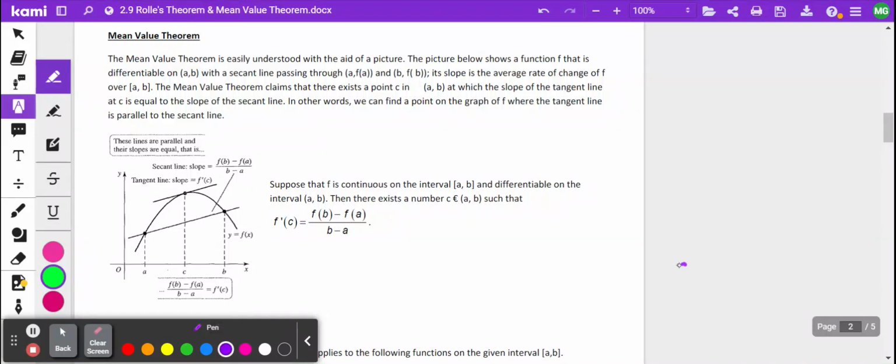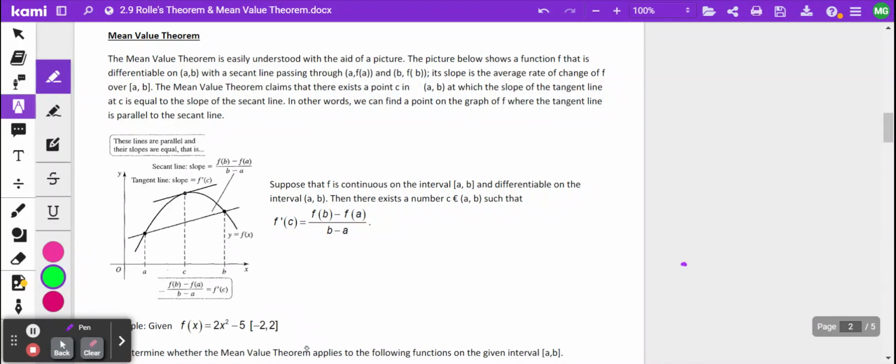Hi, everyone. Today we're going to be talking about the mean value theorem. You're going to really understand it by looking at this diagram, but let's look through the words.